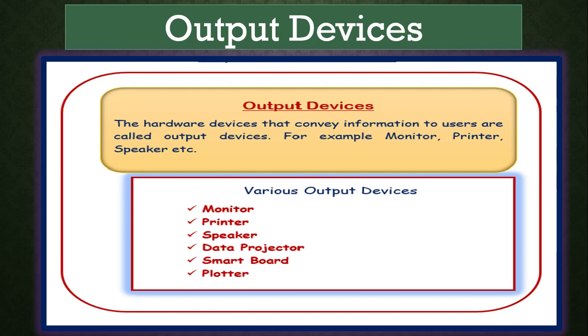So it means all the devices that will give output or will provide results to the users are called output devices. For example, monitor, printer, speaker, data projectors. These are all examples of output devices. So various output devices are monitor, printer, speaker, data projector, smart board and plotter. We will discuss all these output devices one by one.